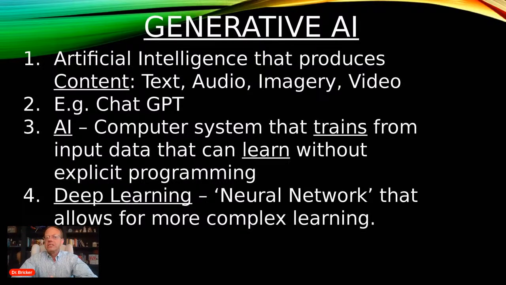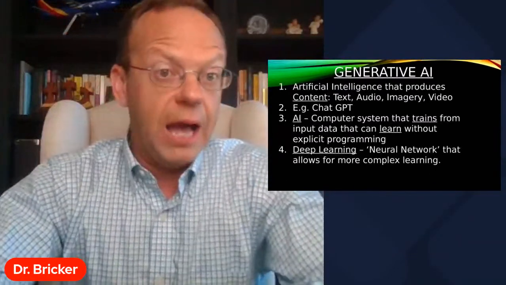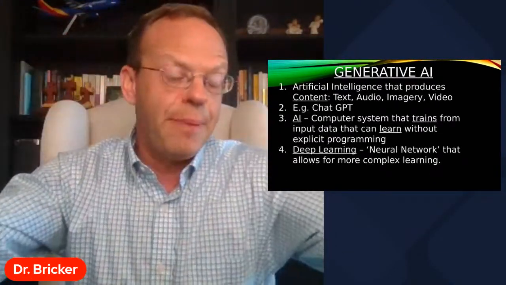All right, so now generative AI, what is this? There's so much terminology that it's very important for us to just understand at a basic level what these terms mean. Generative AI is artificial intelligence that produces content. That's the key word. Generative AI is artificial intelligence that produces content. That content can be text, audio, imagery, in other words, pictures, or video. As many of you are well aware, ChatGPT is an example of generative AI because you type in a prompt and it gives you text back, right?